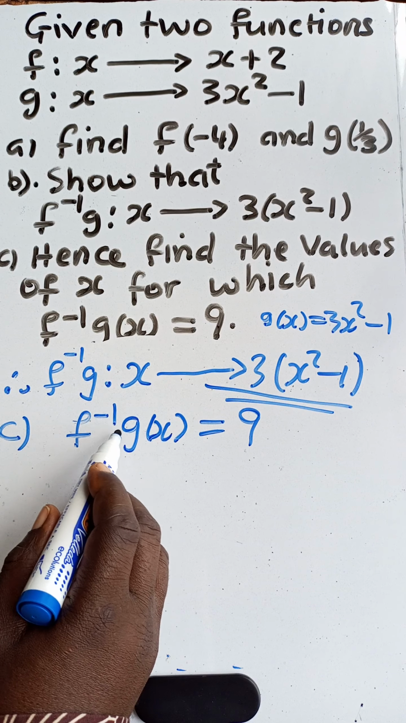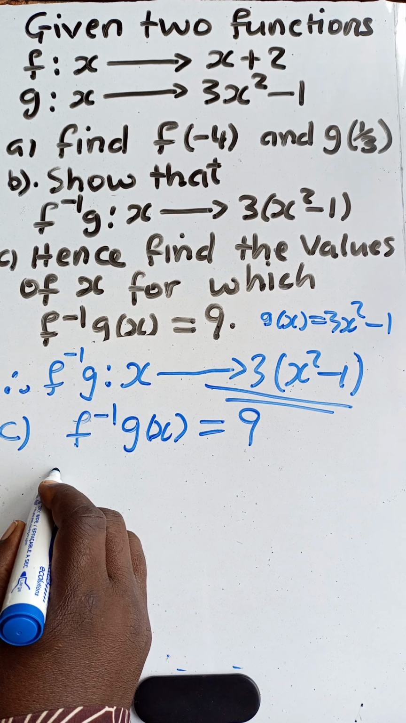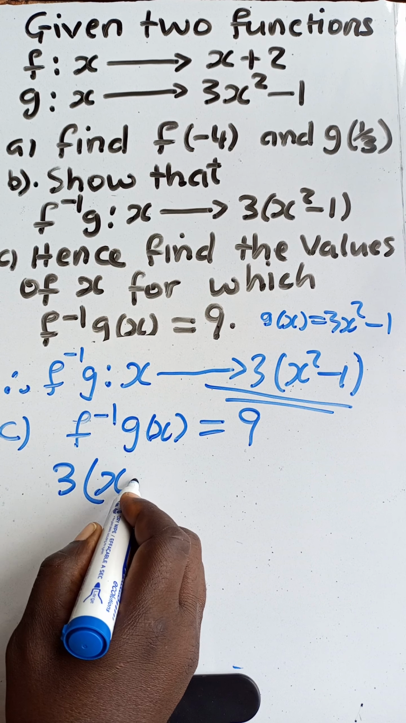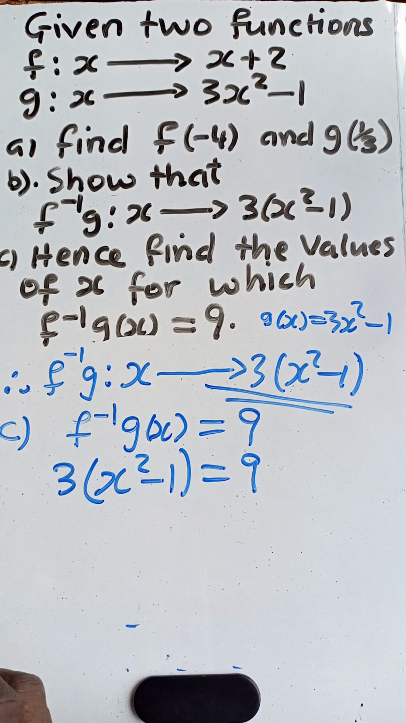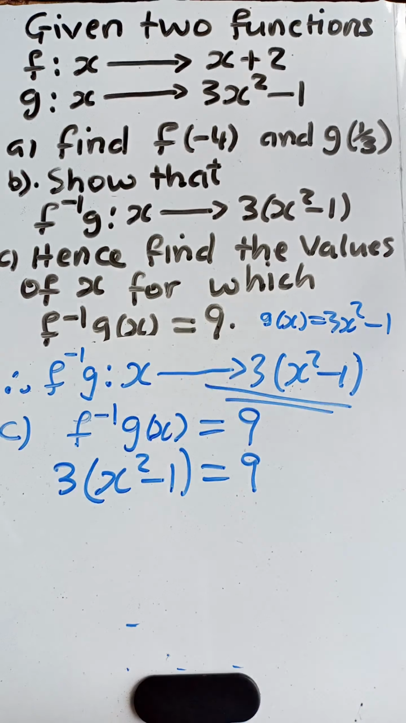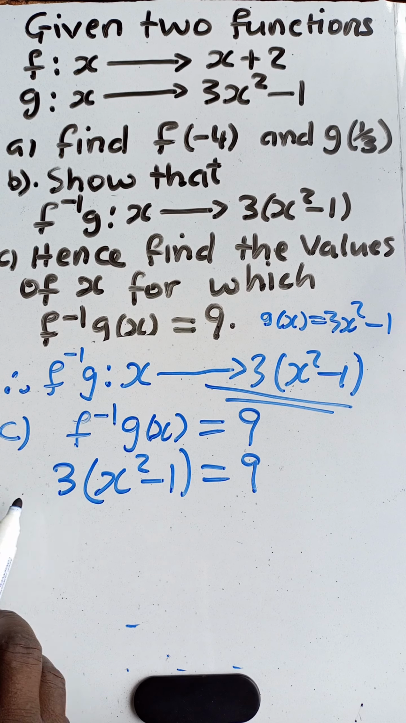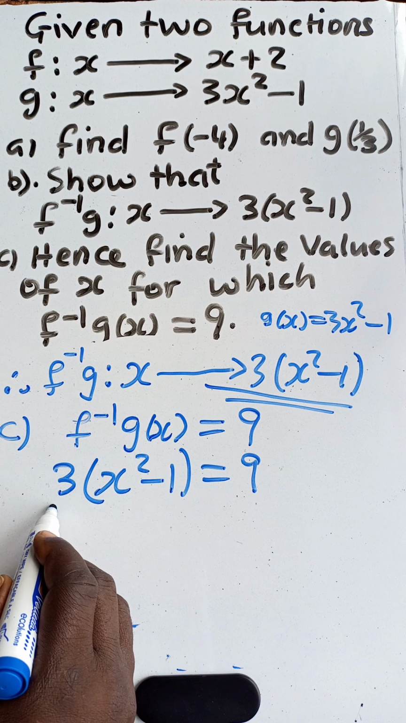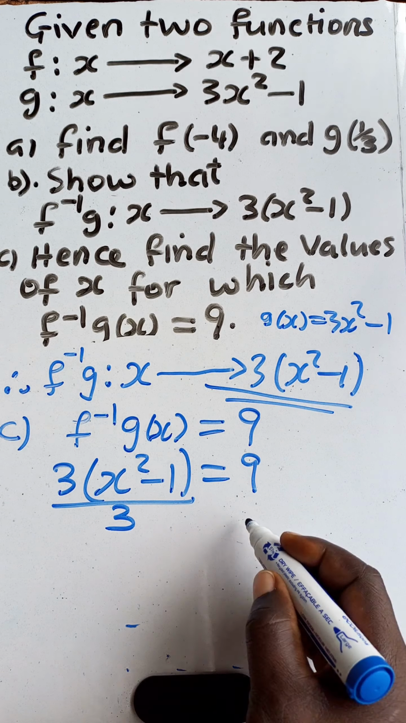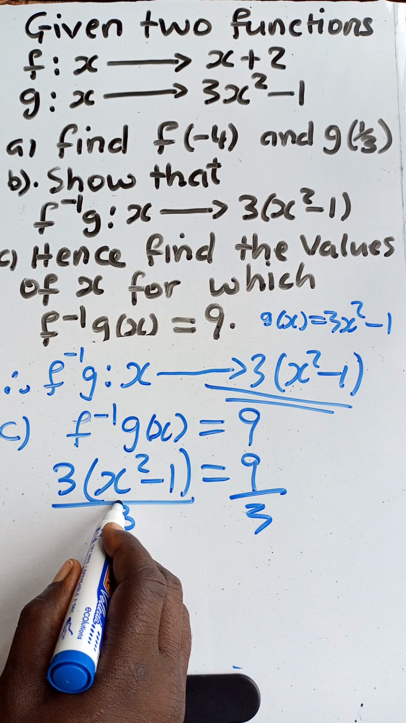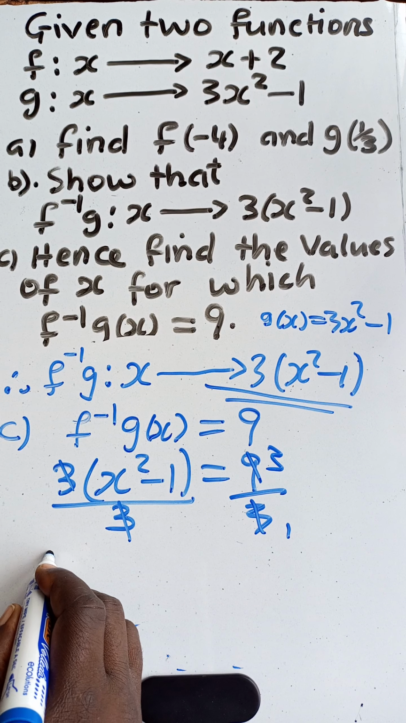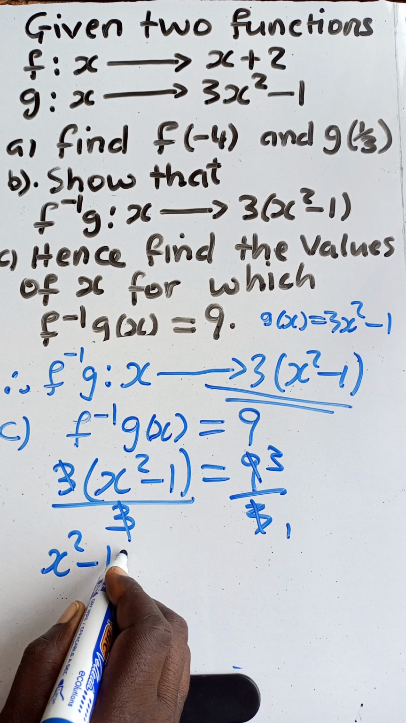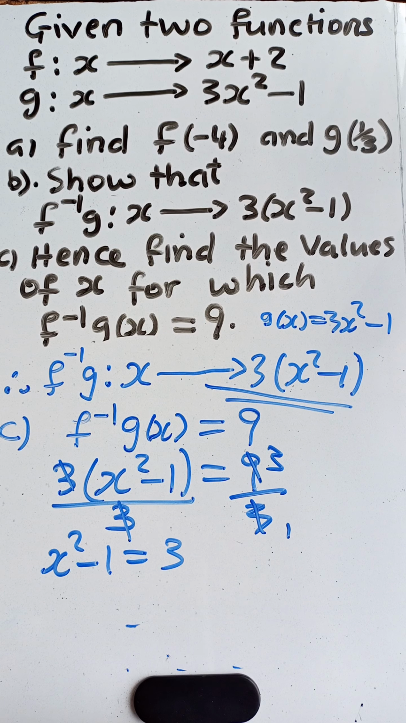We know the expression, so we are saying 3 into x squared minus 1 equals 9. We are asked to find the values of x, so we have to solve this equation for x. Here we can divide both sides by 3, so that the 3 goes off, and we end up with x squared minus 1 equals 3.